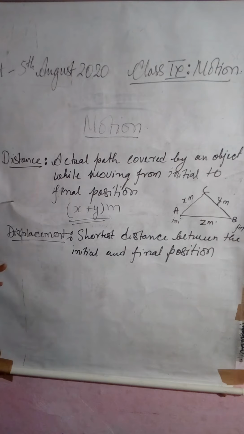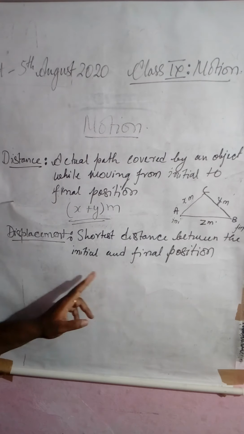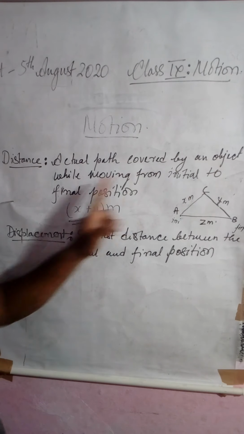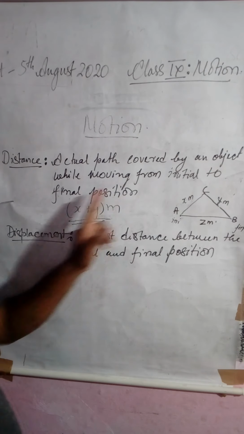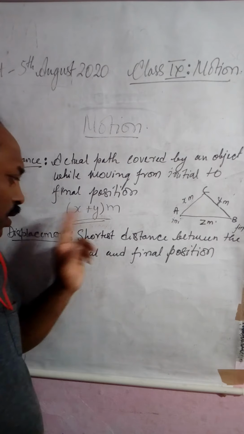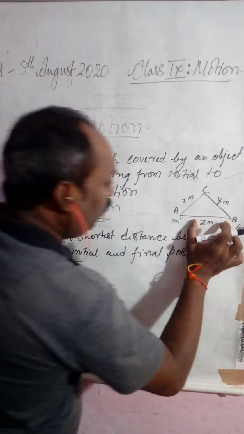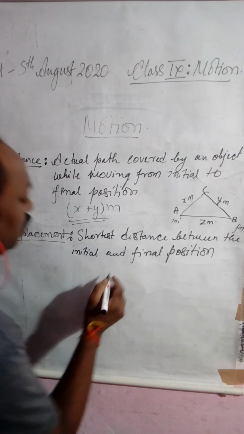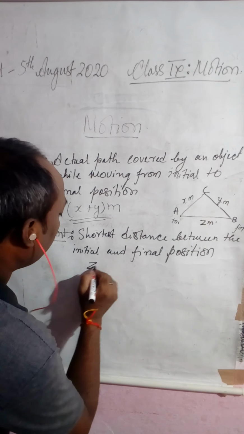So what we have defined? The shortest distance between the initial and final position as the displacement, and the actual path covered by an object while moving from initial to final position, that is x plus y. If we are assuming that z is the total distance from A to B, the shortest distance, so we give it z meter.